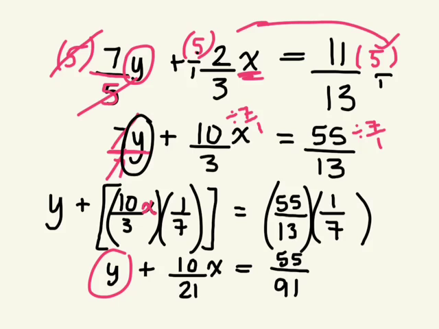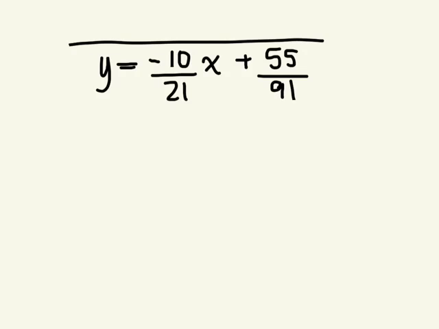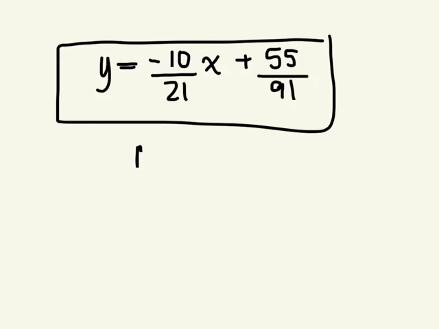Well, I've almost got y by itself. What do I need to remove and put on the other side? Positive 10 over 21x. Move it to the other side. It becomes negative 10 over 21x. So the final equation is written as, what is it? Y equals negative 10 over 21x plus 55 over 91. And this is in slope-intercept form.